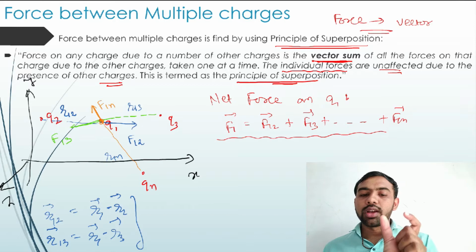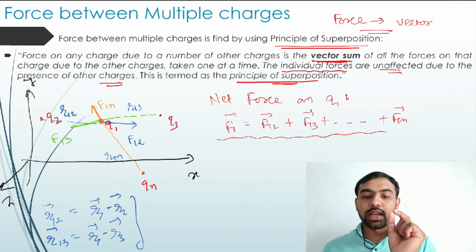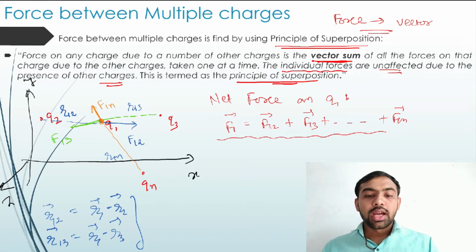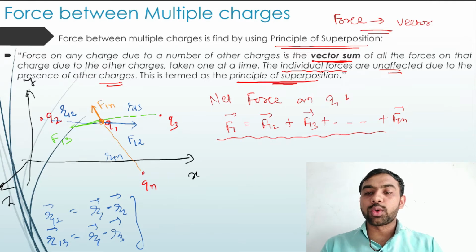So r12 is equal to r1 minus r2, and r13 is r1 minus r3, as we studied in the vector form of Coulomb's law. We discussed it in detail in the vector form of Coulomb's law. Okay, let's come to finding all these forces.